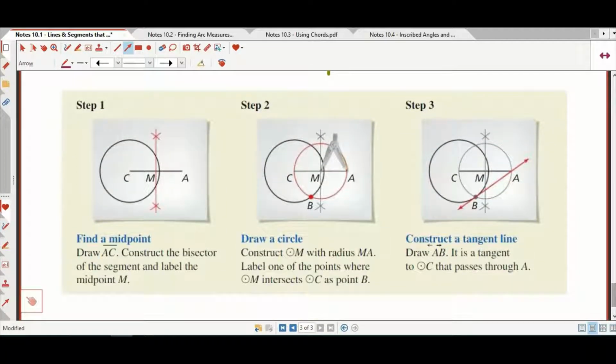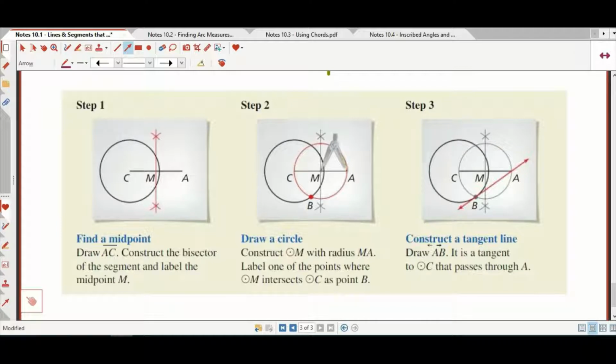Okay? And that's all over here. You find the midpoint by constructing the midpoint of C and A. You draw the circle around that midpoint, and then you construct the tangent line by drawing a line from the point we were interested in to the point where that circle intersects. There's your instructions, guys. Or you could follow along with what I did. I hope that made sense to you.